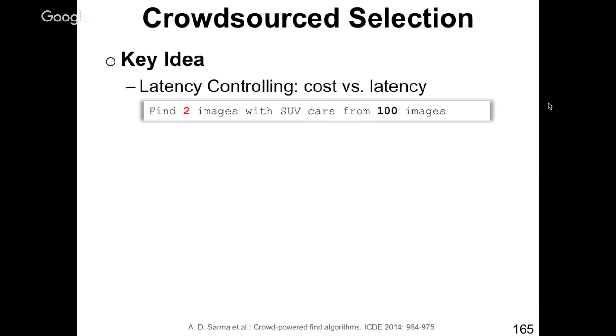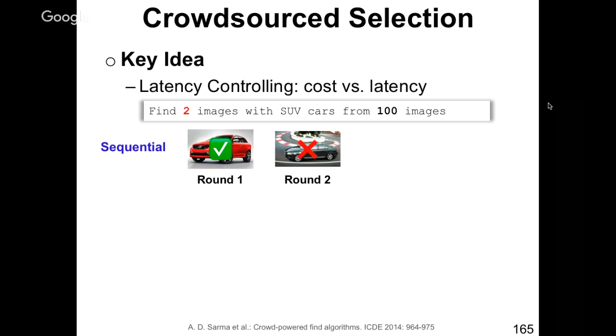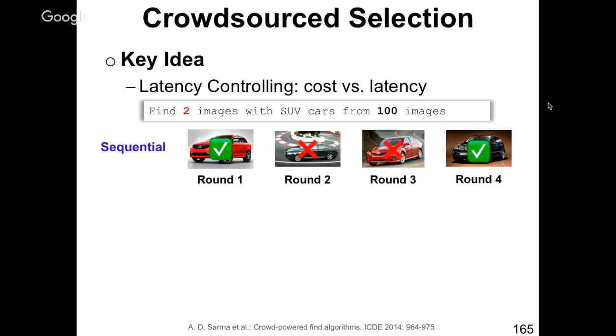This operator only wants to find 2 images, the top 2 images, or any 2 images from 100 images. Actually, we may have a couple of choices to implement this operator. The first one is sequential: we ask about each image one by one in different rounds, until we find 2 images containing SUV cars. In total, we incur 4 questions and 4 rounds of latency.